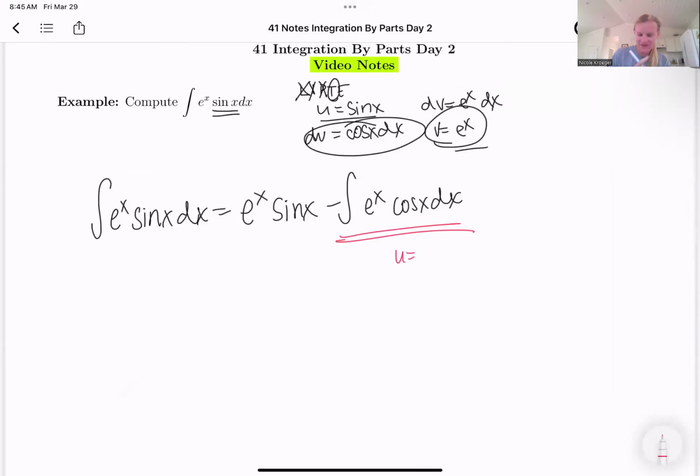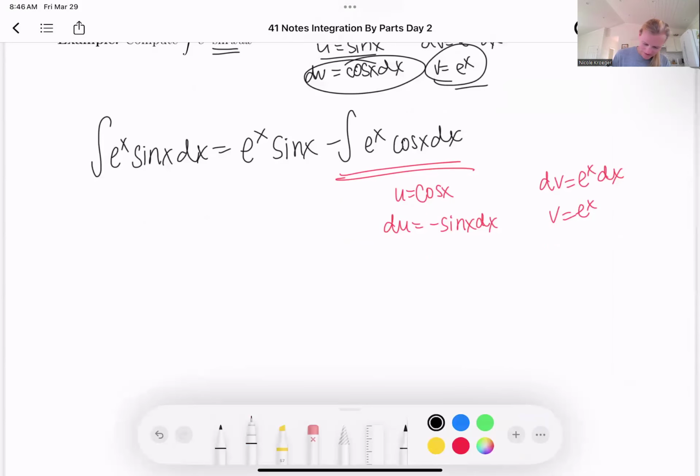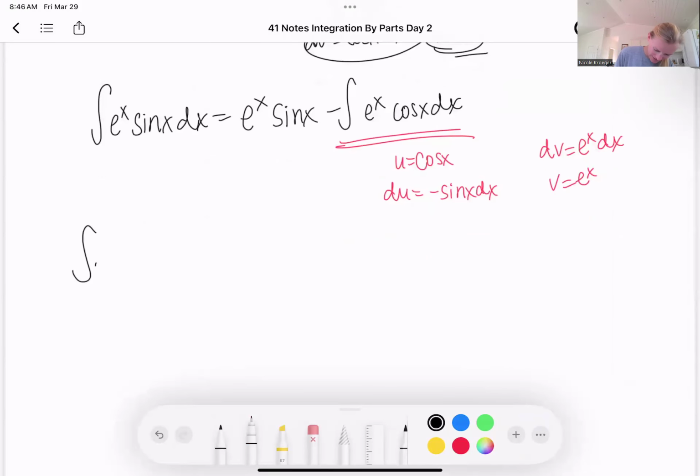Again, our first thing that we find on LIPT is a trig function, so we'll make cosine x my u, my du then is negative sine of x dx. My dv is e to the x dx, and my v will just be e to the x. So let's substitute everything in here. So I'm just going to rewrite all of it. You might not want to rewrite all of it, but it will actually be useful.